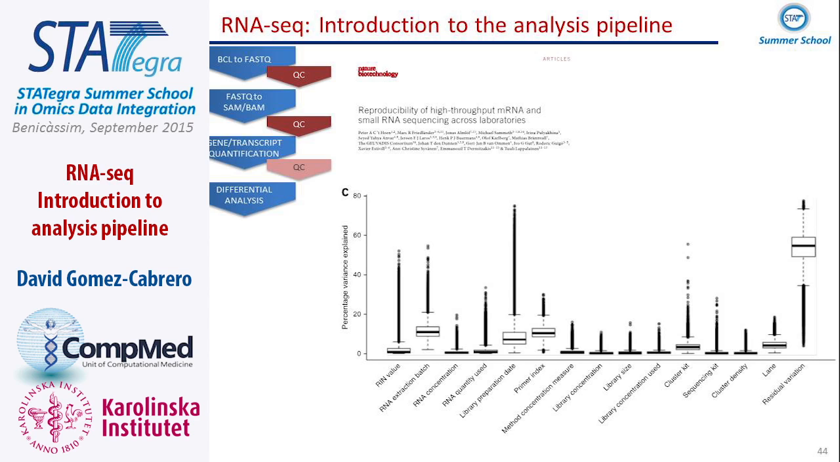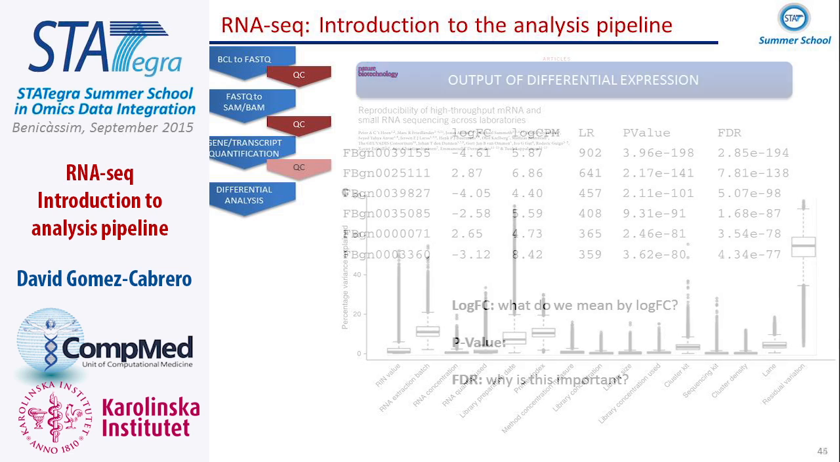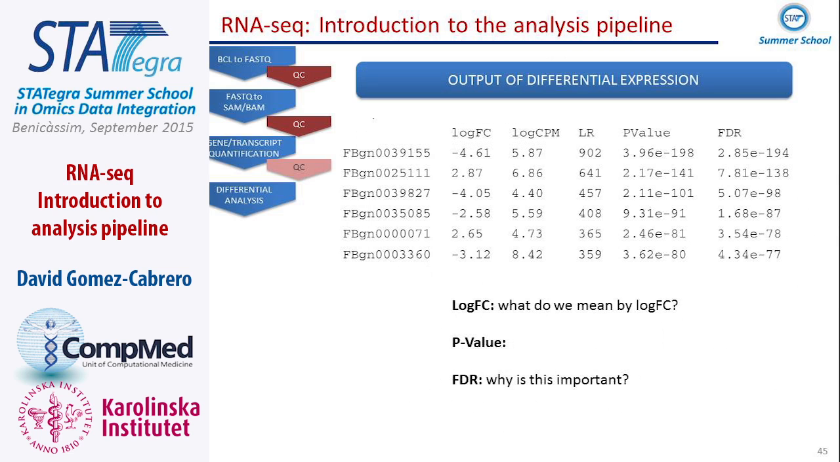This is important, not only for RNA-seq. It's also important for DNA methylation. It's important for DNA-seq. It's important for whatever you do. Take this into consideration. And this paper is like a major study on how things can vary and why. So the output of differential expression.